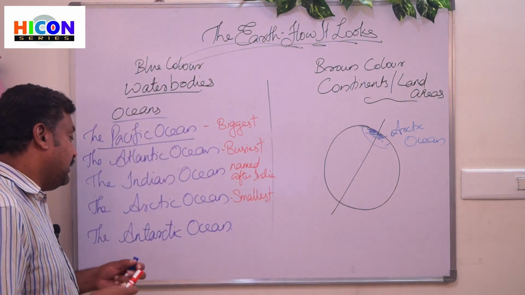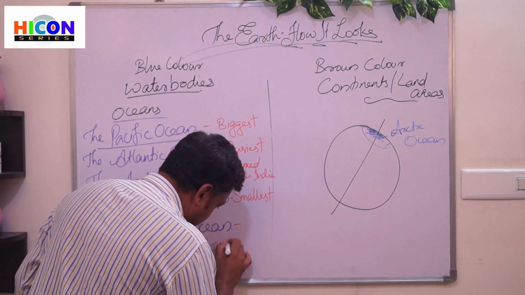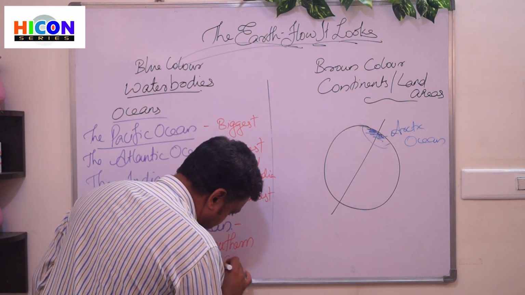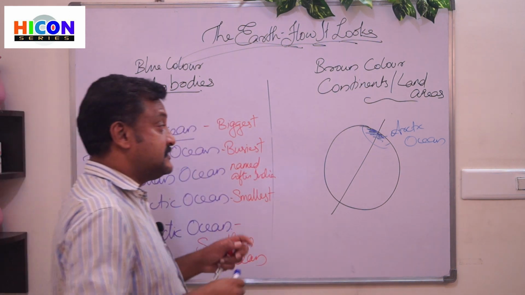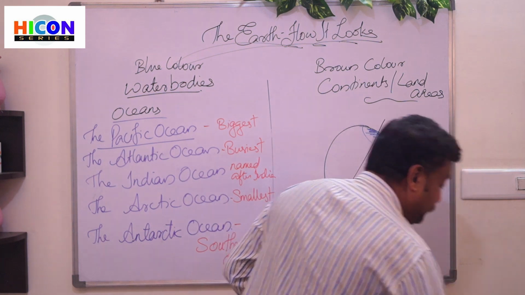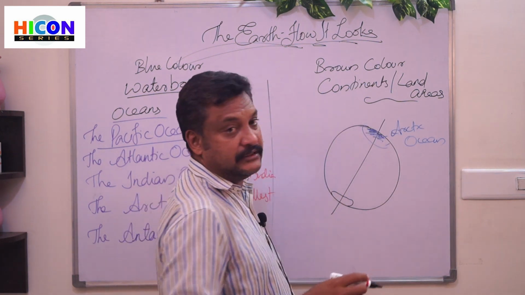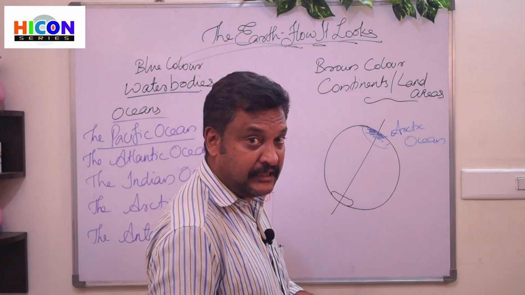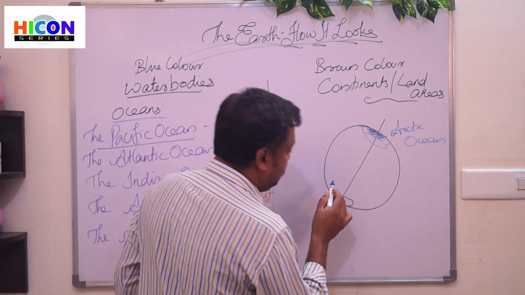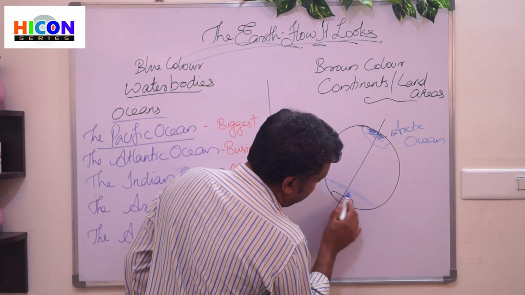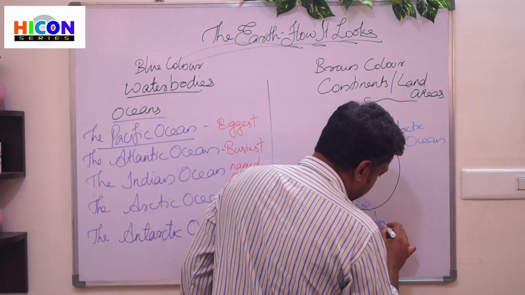And now we have Antarctic Ocean. It is also known as Southern Ocean. Okay, that is near the South Pole. In South Pole, we have a continent here. Okay, we'll tell you that. This is Antarctica, a continent that is located at the southern part of the world. And here we have an ocean, and that is Antarctic Ocean.